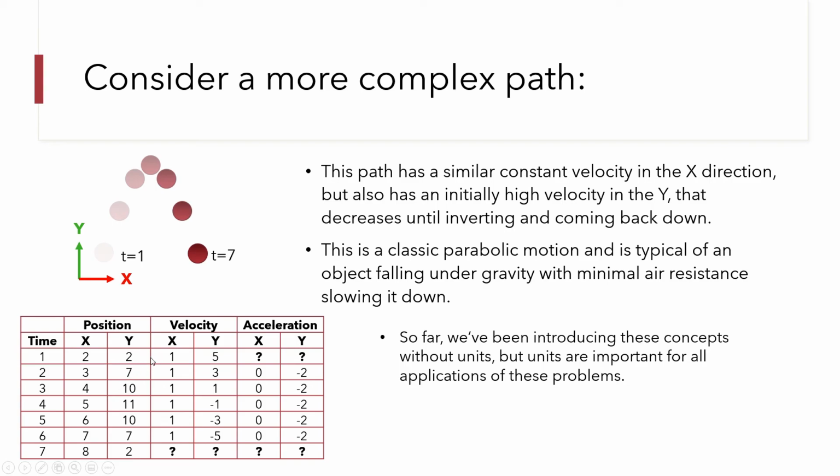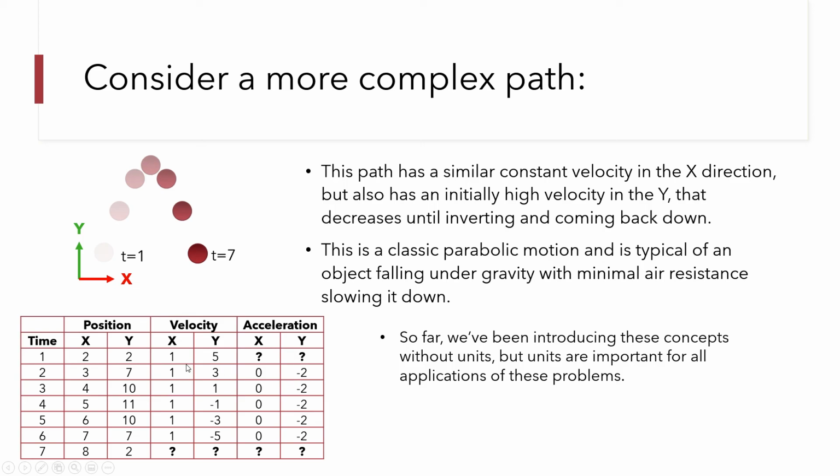Then I can use my forward difference to calculate the velocity in the x and the y. So here at time point 1, if I do 3 minus 2, that's 1, divided by 2 minus 1, which is 1, so I get 1. And you can see that goes through all the rest of the way. For the y direction, if I do 7 minus 2, that's 5, and then divided by 1. Then I can do 10 minus 7, which is 3, again divided by 1. I can keep doing that.